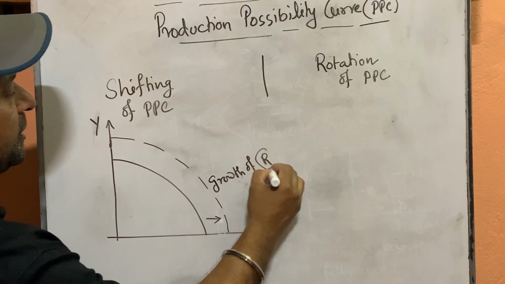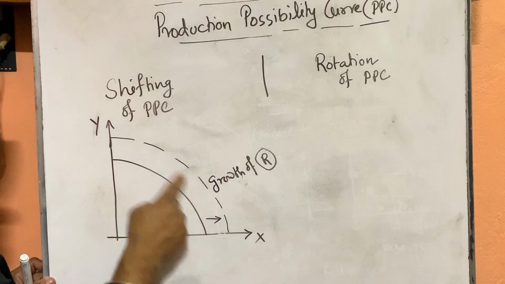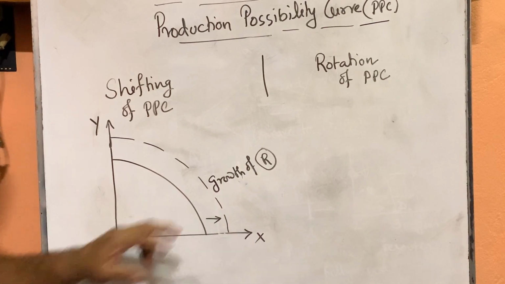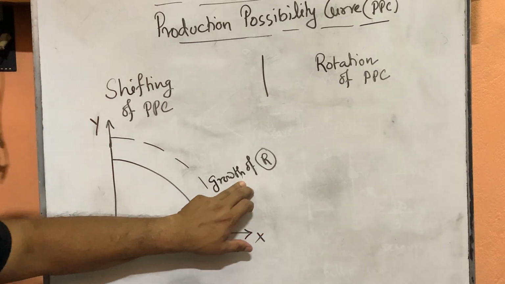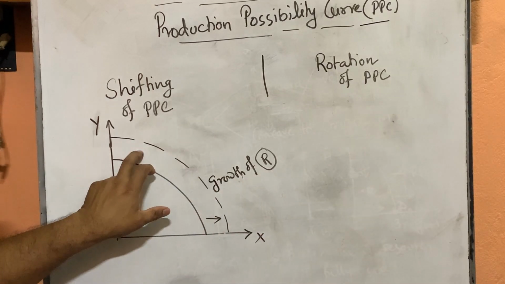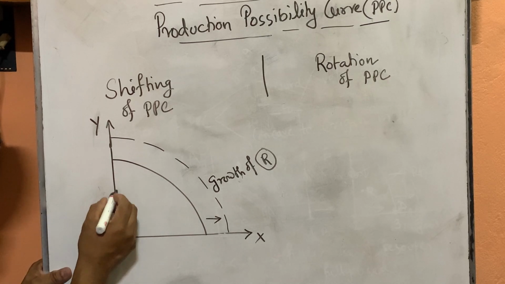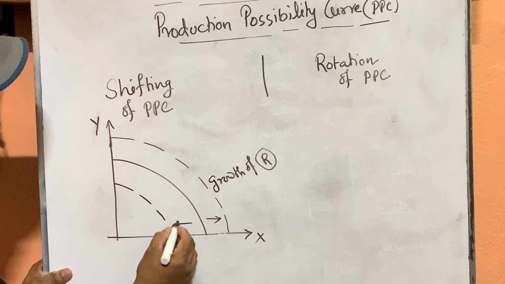When there is growth of resources, that time PPC shifts rightward, and that time we can produce both the goods simultaneously. We can increase both the goods simultaneously. For example, increase in the level of education, use of advanced technology, that time growth of PPC occurs, growth of resources occurs.